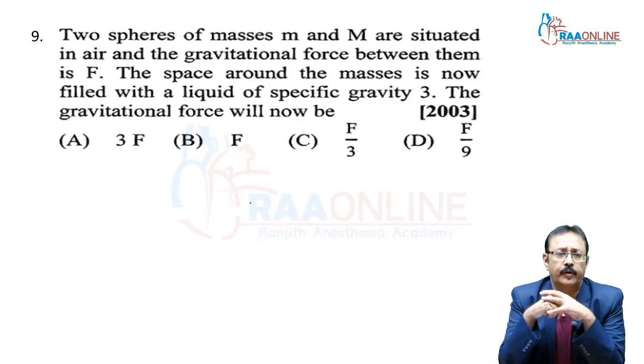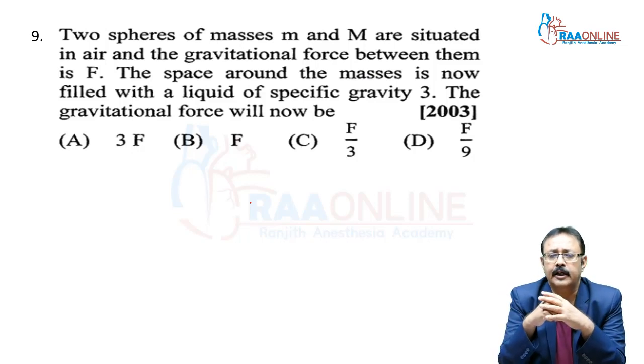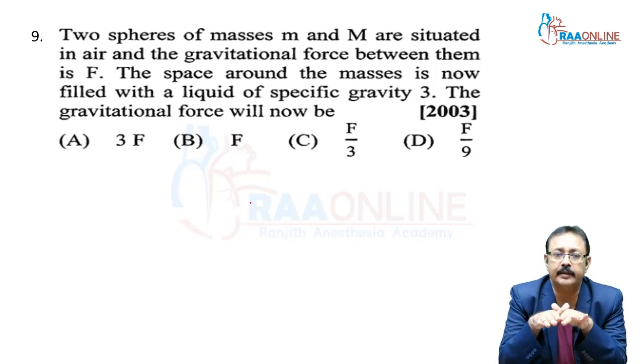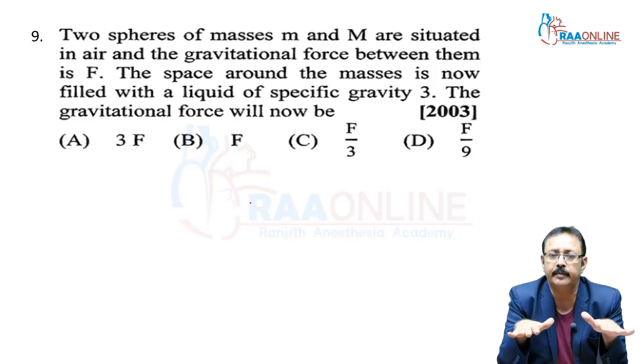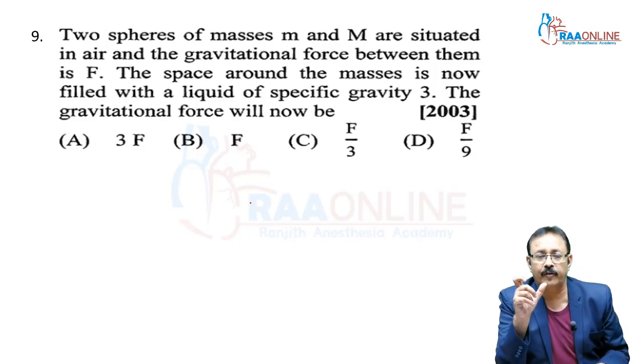Ninth, two spheres of masses m and capital M are situated in air and the gravitational force between them is F. The space around the masses is now filled with a liquid of specific gravity 3. The gravitational force will now be, we know that gravitational force between two objects is unaffected by any third particle, any third surrounding medium.